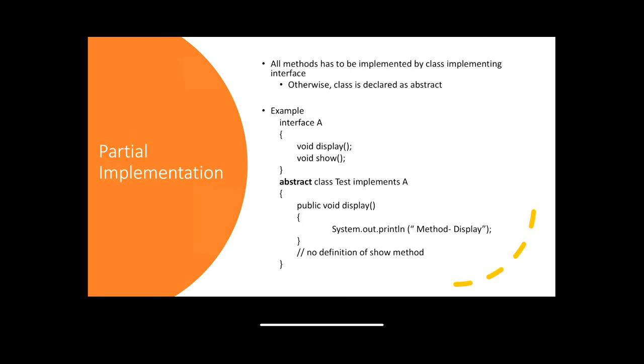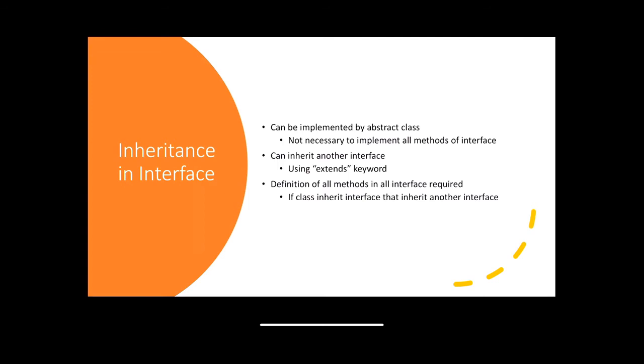This shows that if the class does not provide definitions to all the methods of the interface, then such a class is called an abstract class. An abstract class can implement an interface, but it is not necessary to implement all the methods of the interface. Also, an interface can inherit another interface using the extends keyword, and all the definitions of methods in the hierarchy have to be defined by a class.